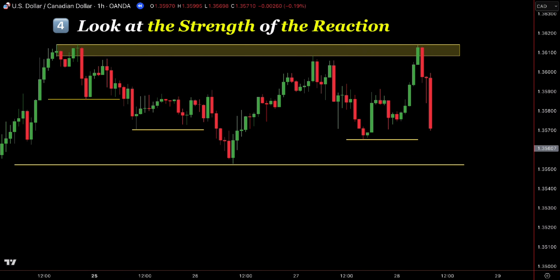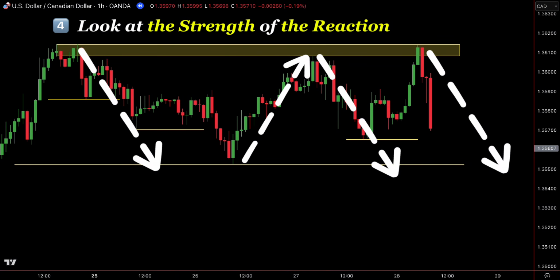Look at the strength of the reaction. The quality of a level is measured by how aggressively price moves away from it. When price touches a zone and immediately rejects with large, strong candles, that's a sign of heavy buying pressure or strong selling pressure. In the chart, every touch is followed by a sharp move away. That's institutional activity, and it tells you the level is important.